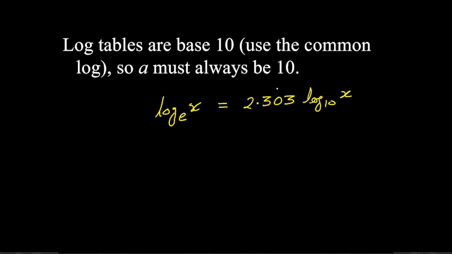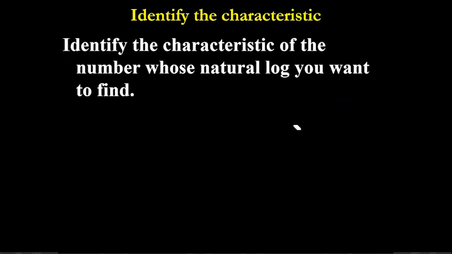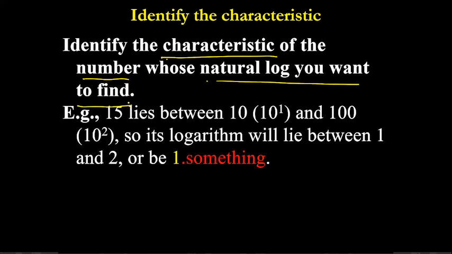That's why, if you remember, in a few formulas there is 2.303 in the formula of work and heat. In reversible reactions we use 2.303, and it comes from there. How do you find it? To find the log on the log table, we identify the characteristic of the number whose log you want to find. First of all, what is this characteristic? I am explaining it with an example.